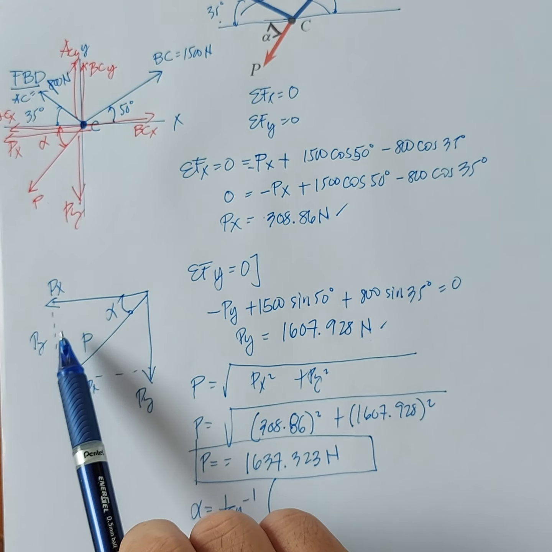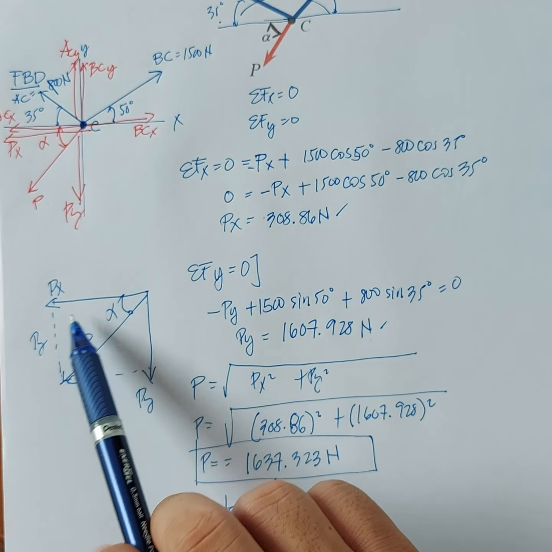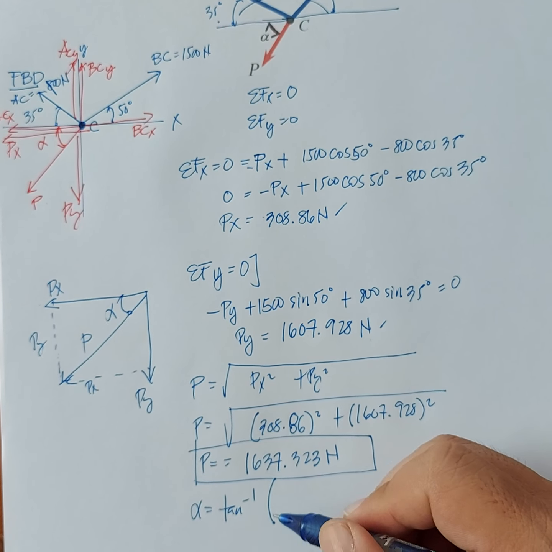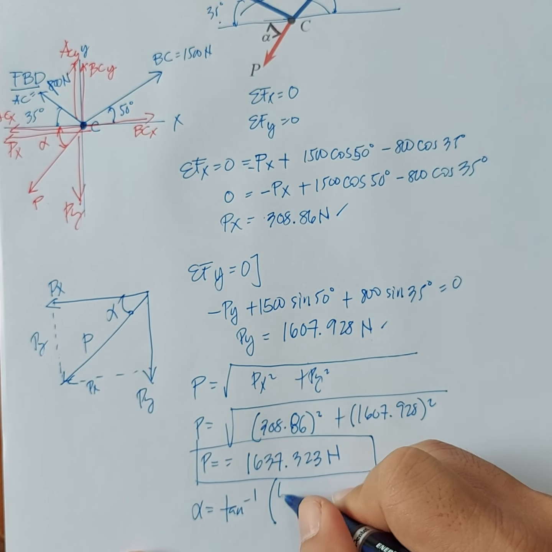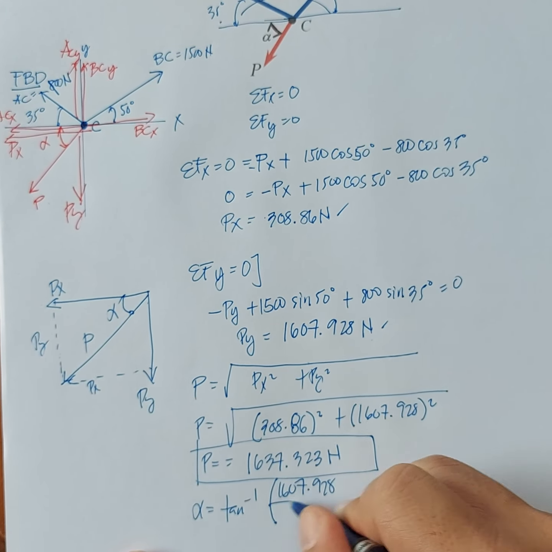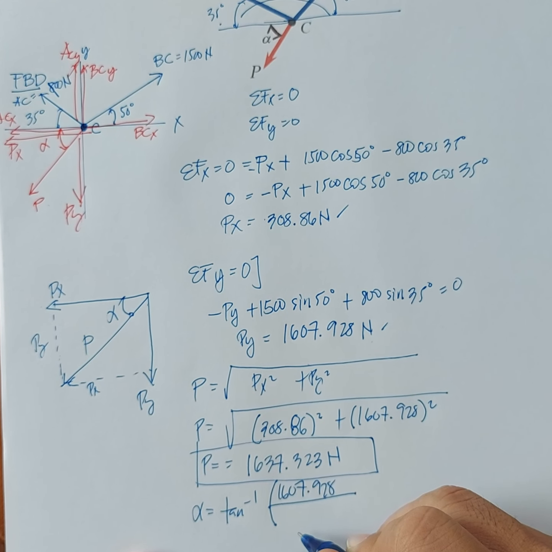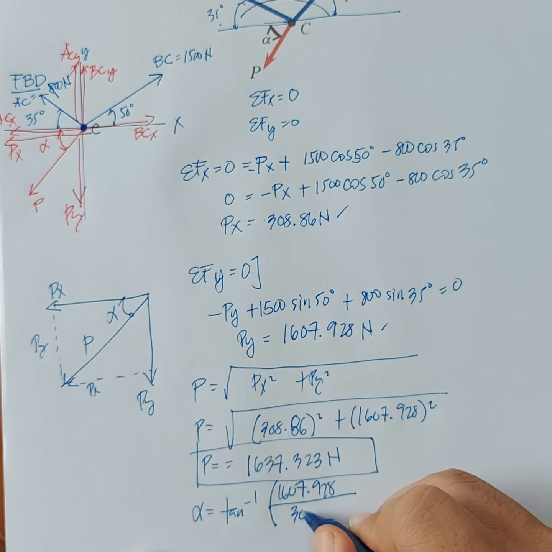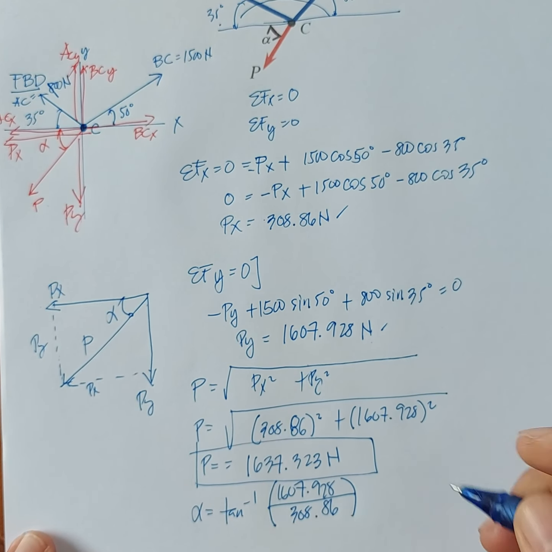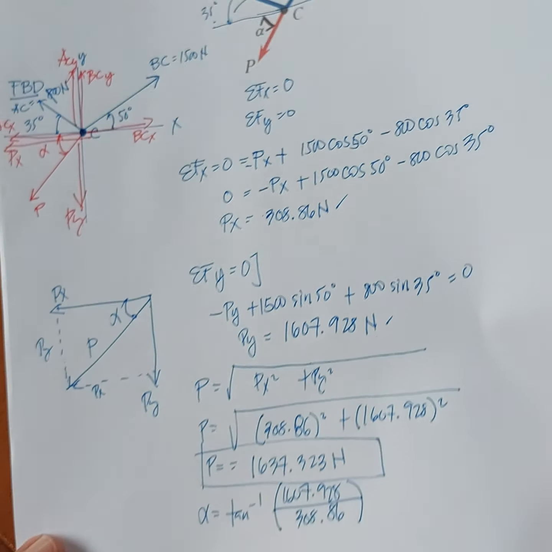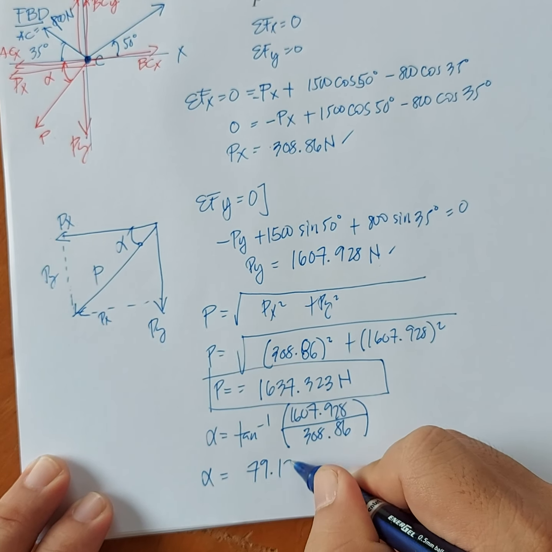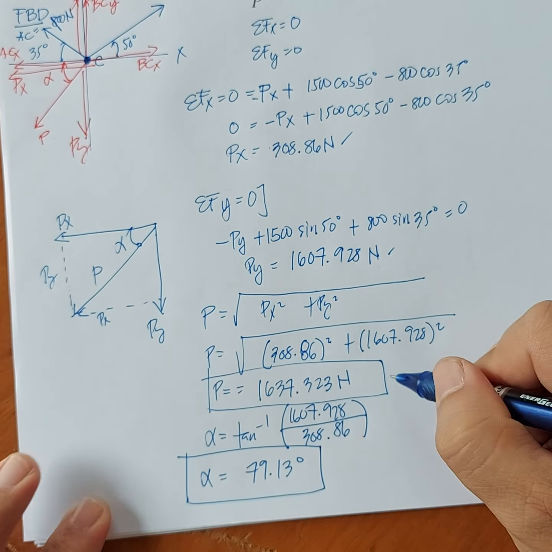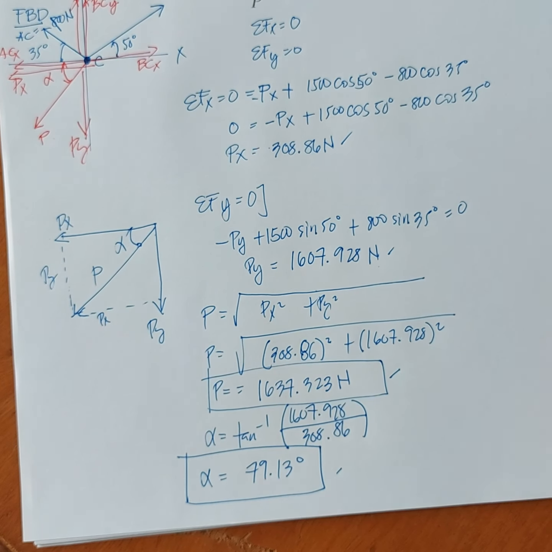So tangent, opposite over adjacent. So we have PY all over PX. So arctangent of PY all over PX. So PY is 1607.928 over PX, which is 308.86. So the direction alpha is equal to 79.13 degrees. So we have P and we also have alpha. Alright?